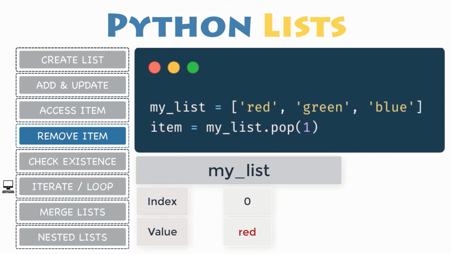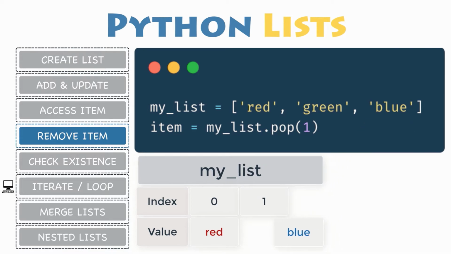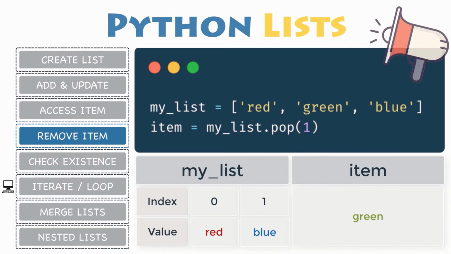If you know the index of the item you want, you can use the pop method to remove an item at a given index. It will modify the list and return the removed item. Please note that if there is no index specified, pop removes and returns the last item in the list. This may help you implement lists as stacks, meaning the first in is the last out data structure.